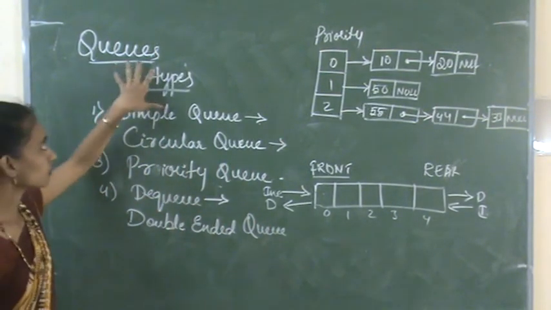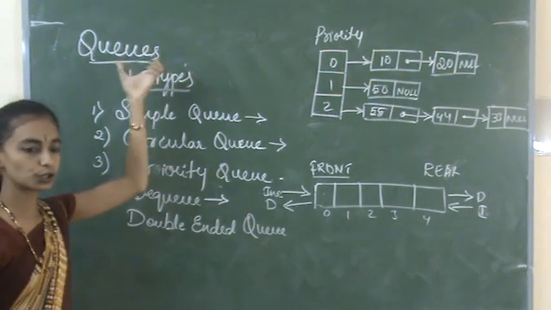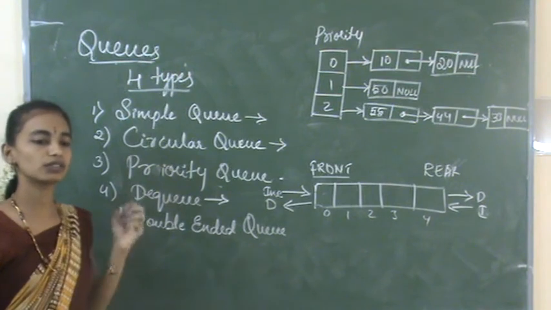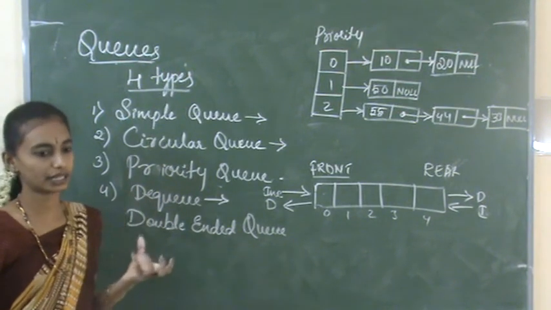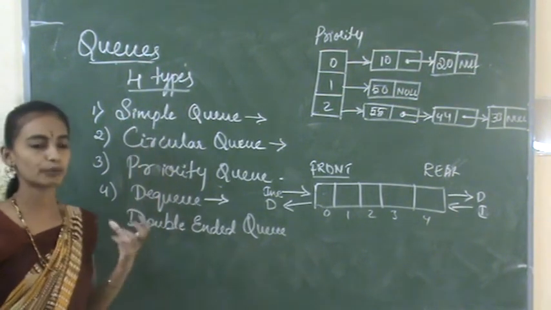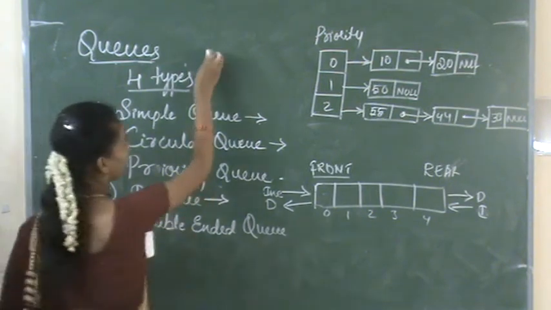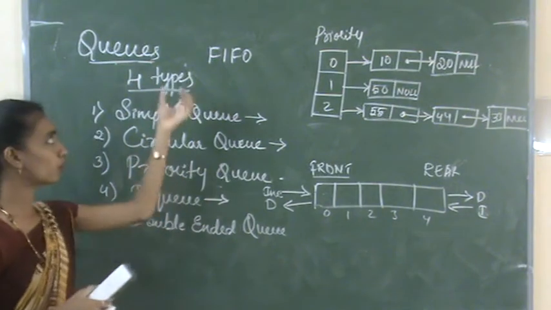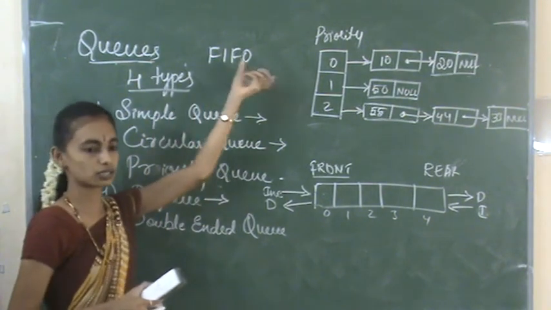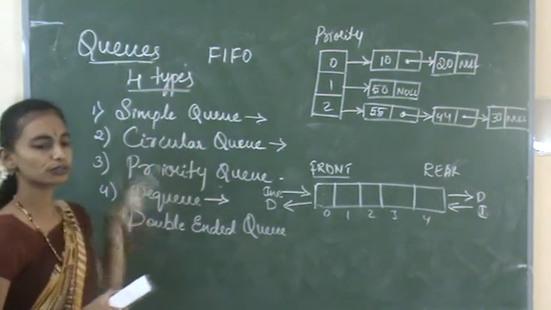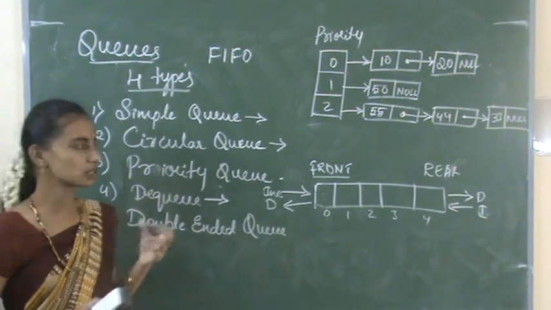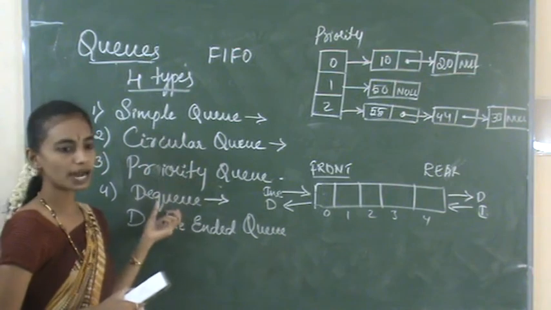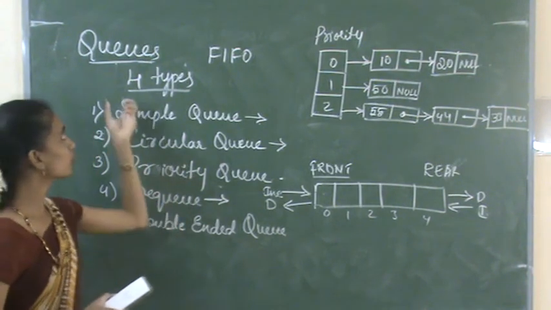So what is meant by a queue? A queue is a collection of items in which insertion and deletion take place at different ends. This queue has the property FIFO, which means first in, first out. In this we have four different types of queues: simple queue, circular queue, priority queue and D queue. So this is about queues.